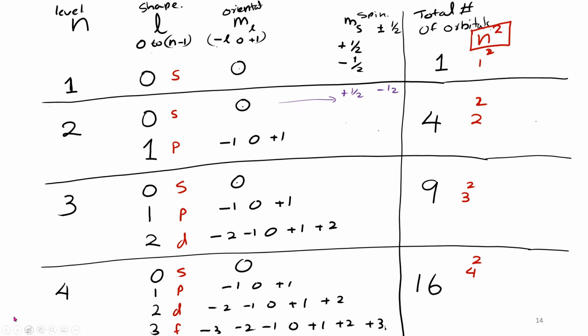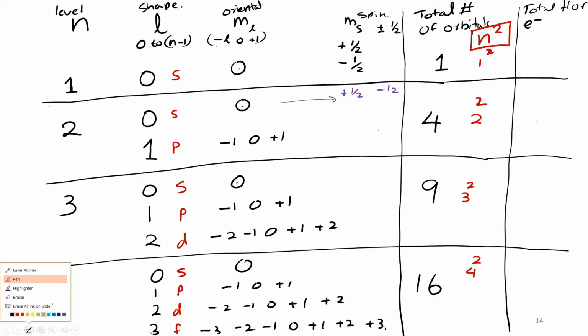What if you want to calculate the total number of electrons that can be held in each level? We know that each orbital can hold 2 electrons, meaning this s orbital can hold 2 electrons. So we can have a total of 2 electrons.